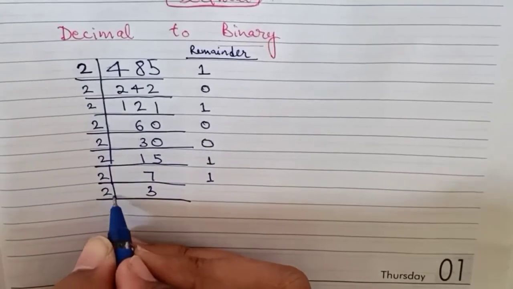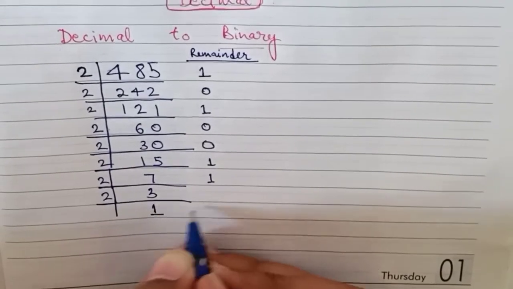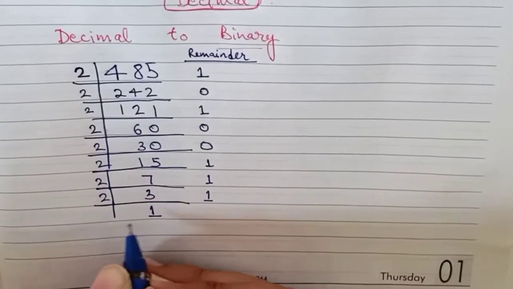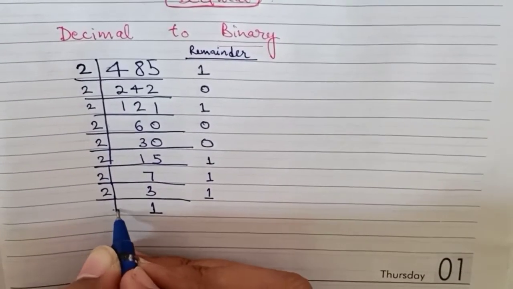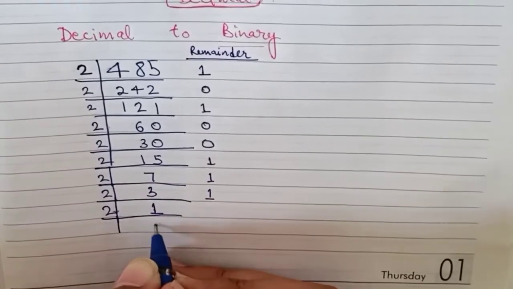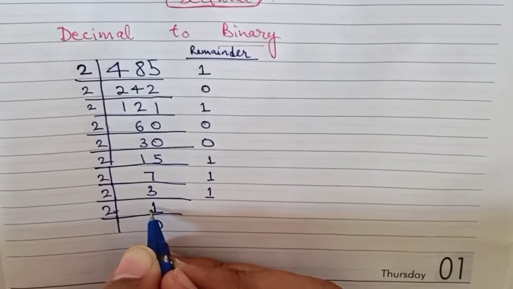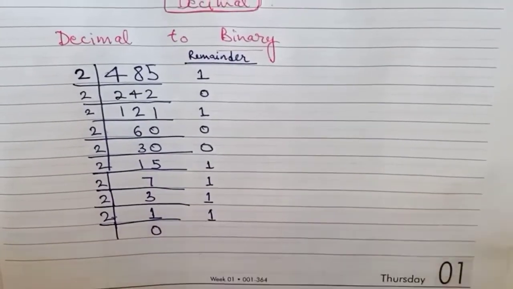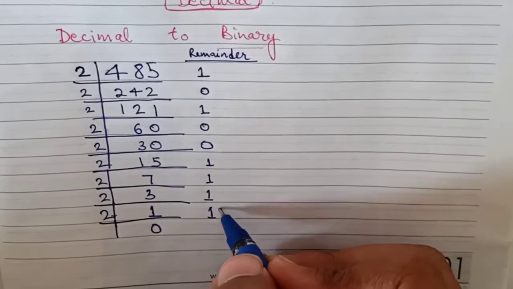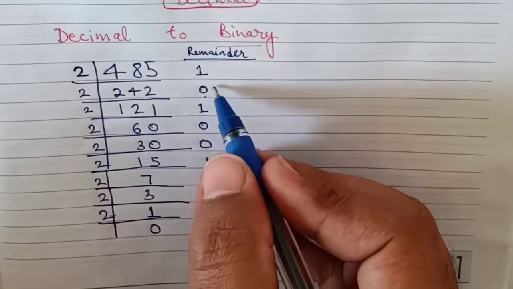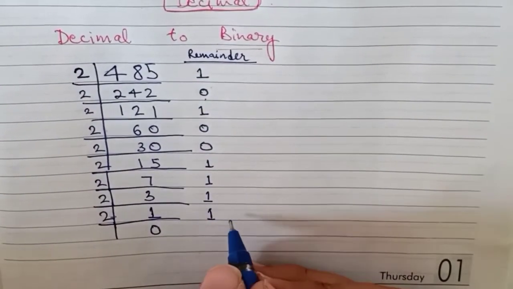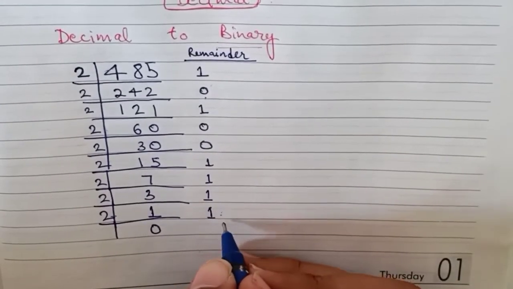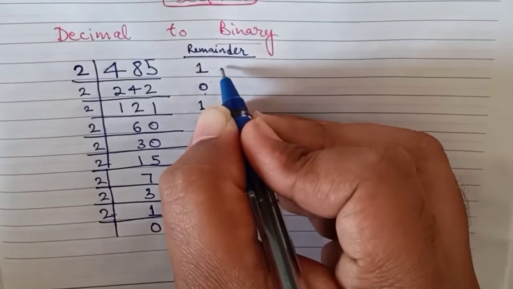Again we will divide it by 2. We will get 1 and here we will get 1. And again we will divide it by 2. Here we are getting 0 because it is smaller than 2, and the remainder is 1. So we get a series of ones and zeros. What we will do is arrange it from here, from the last remainder to the first remainder.